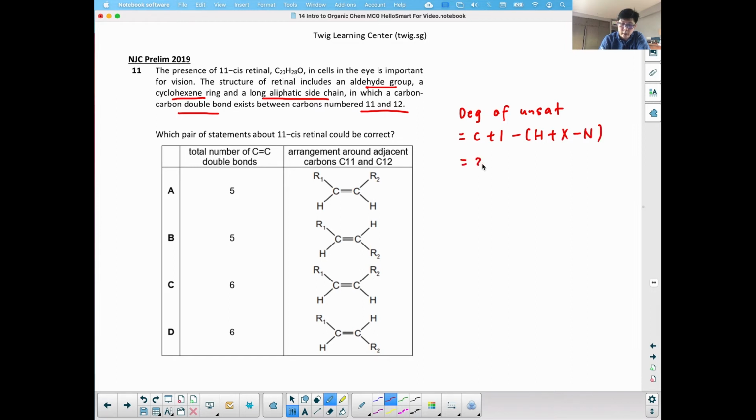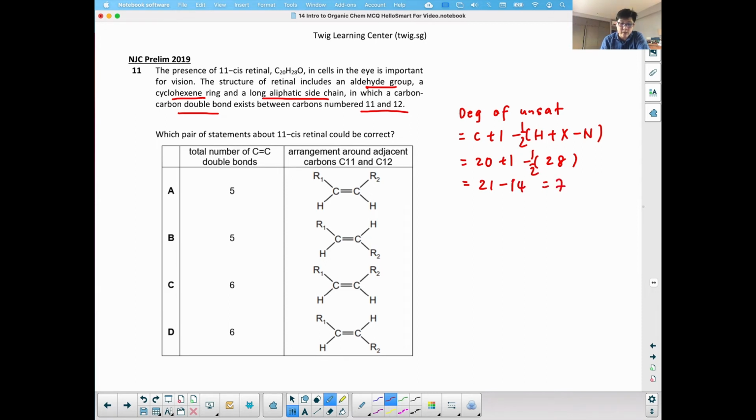So there's actually 20 carbon. There's actually 28 hydrogen. There's no halogen. There's no nitrogen. So this gives you 21 minus half of 28, so minus 14. So this gives you 7.